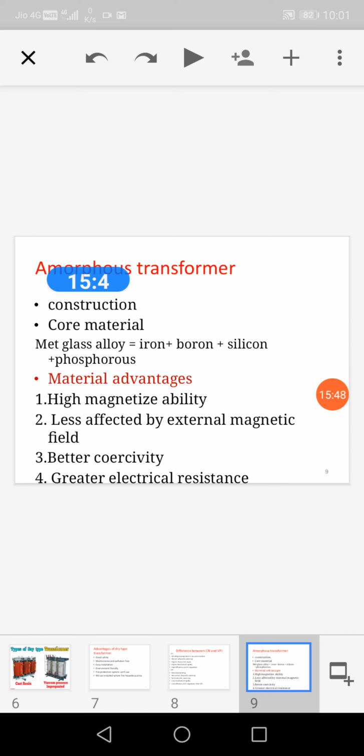We have seen energy conservation in electrical machines, and a number of points we have studied, and here this chapter is finished. Next time we will learn about energy conservation in electrical installation systems and how we can conserve energy in electrical installation systems.